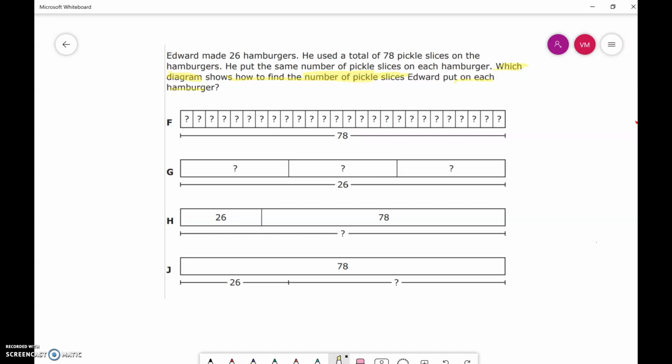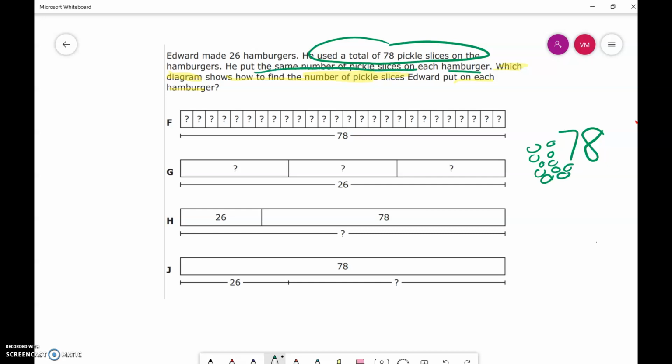So I'm doing something with the pickle slices. So I already know I'm going to start our list with these pickle slices, and I think he had a total of 78 pickles. Okay. So when I have pickles, remember pickles are that green thing that you put on hamburgers. He's gonna put them somewhere, right? So yeah, okay, he's gonna put the same number of pickles on each hamburger. So he's gonna put them on hamburgers.